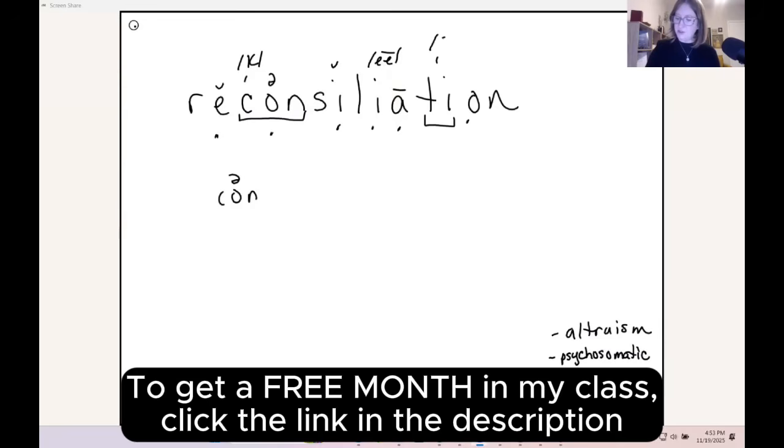TI says shh when it's toward the end of a longer word and there's a vowel after it. And O makes the schwa sound just like this one when it's toward the end of a longer word and there's a consonant after it.